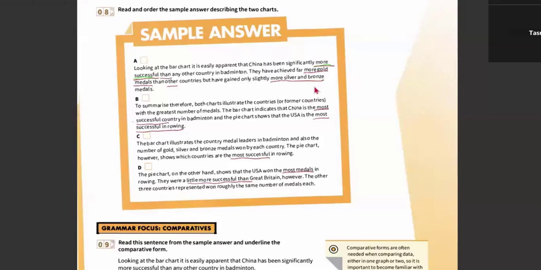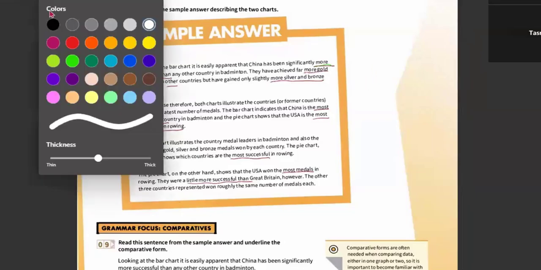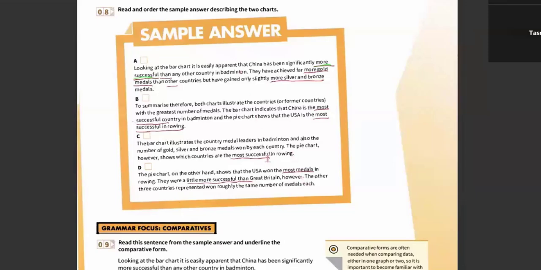You can go on. So the first sentence, looking at the bar chart, it is, yes. And then the second sentence, they have achieved far more gold medals than other countries. Yes, good. This one. And in the last paragraph, the second sentence, they were a little more successful than Great Britain.